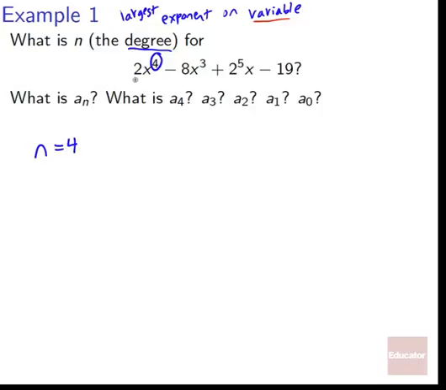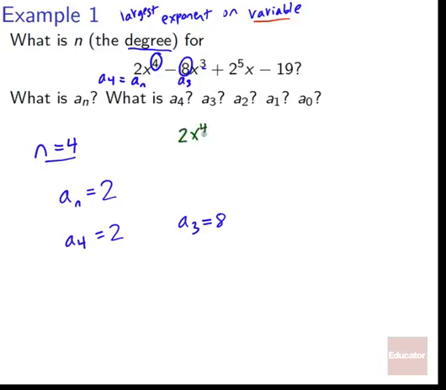Then what is an? Remember, first one was an here, and then a3 goes with the x cubed, and then a2 would go with x squared, but where is that? So first, an is 2, which is also the exact same thing as a4, because we've got n as 4, so a4 equals 2. What is a3? Well, what is the coefficient for x cubed? That is 8. What is the coefficient for the x squared? So we look at this and we realize, oh, that didn't show up at all.